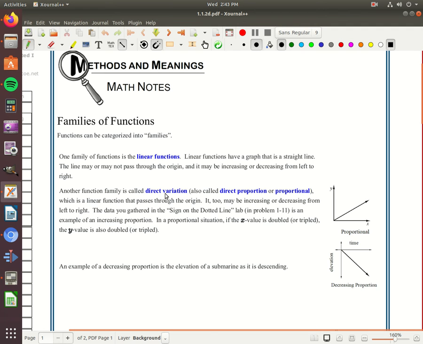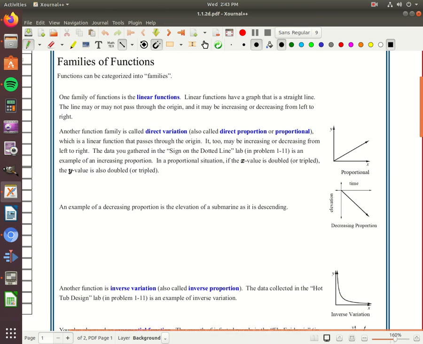So if you think about it, the handwriting one was also a direct variation because it went through 0, 0, and it was proportional, right? It was, if the x doubled, the y doubled. If the x tripled, the y tripled. So again, the data gathered in the Sign the Dotted Line lab is an example of an increasing proportion. In a proportional situation, if the x value is doubled or tripled, the y value is doubled or tripled.